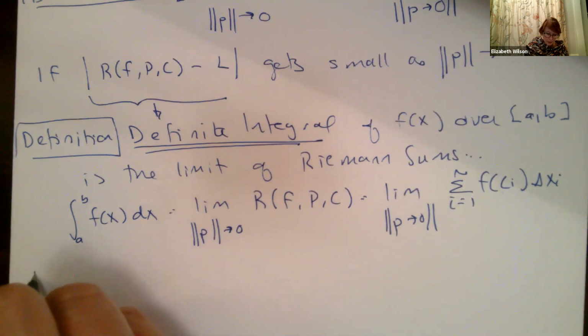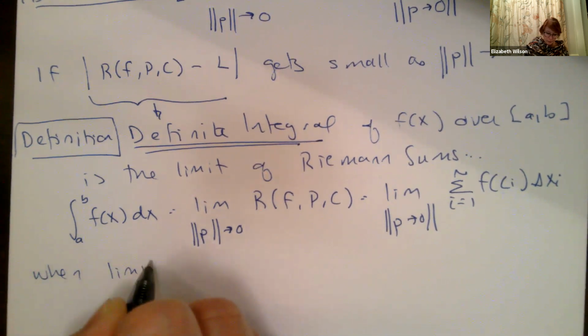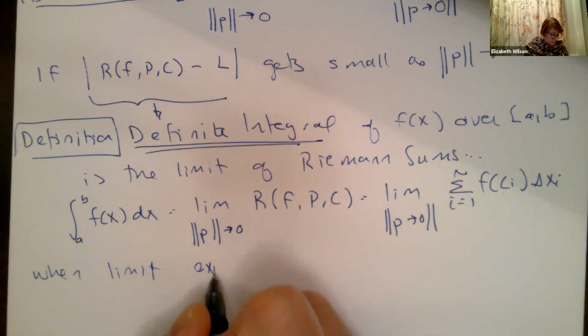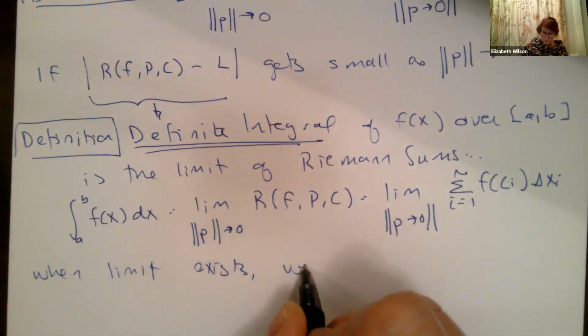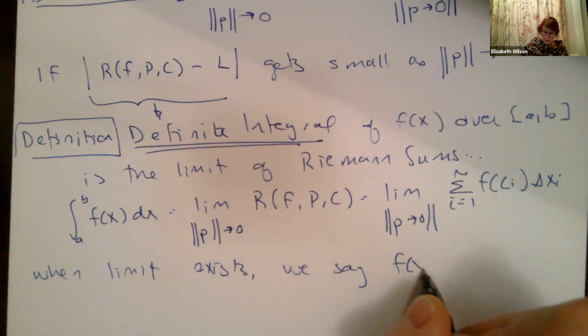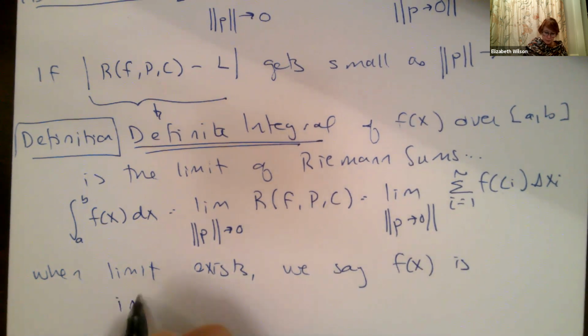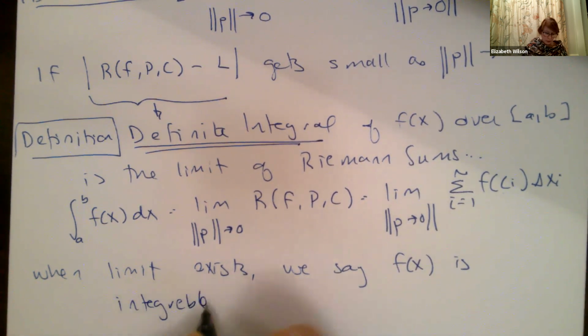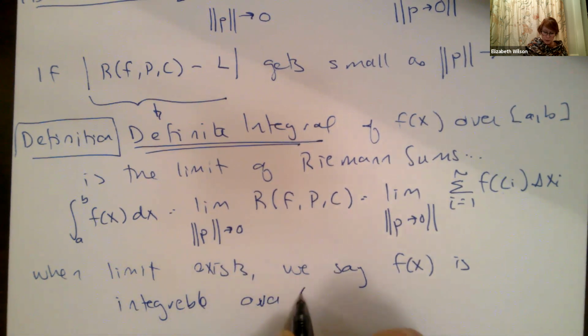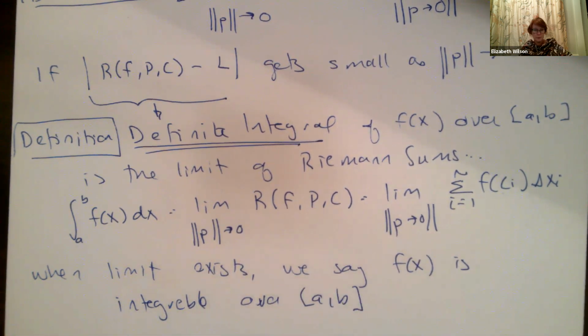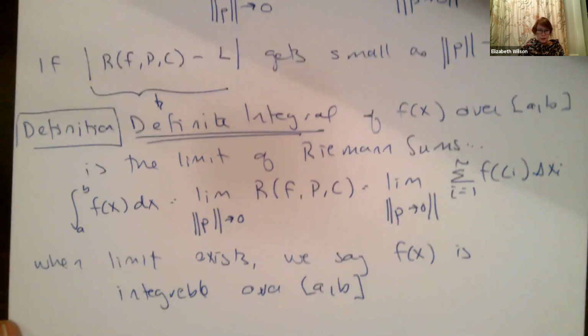So when the limit exists, we say f of x is integrable over the interval a to b. Okay. Let you guys finish writing that, and then we'll turn the page. Actually, I'll scroll up just a little bit.